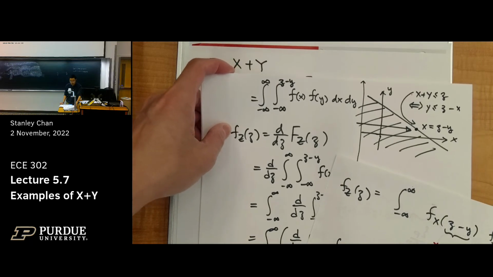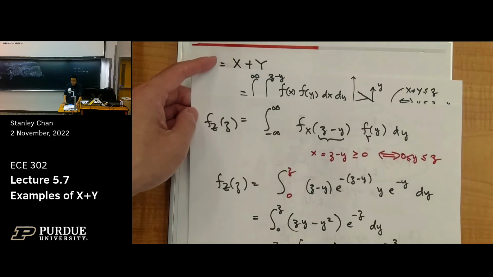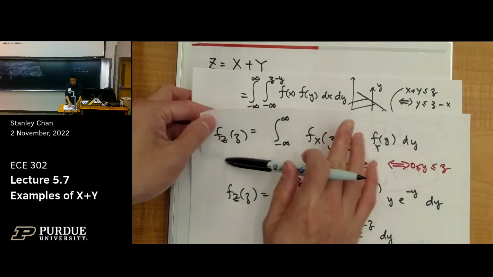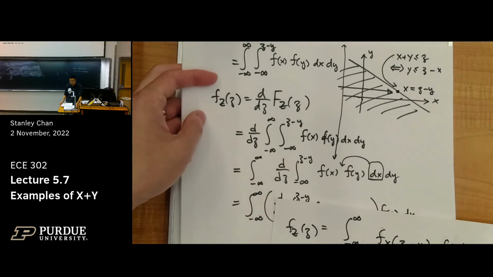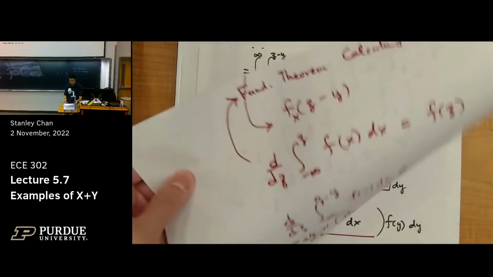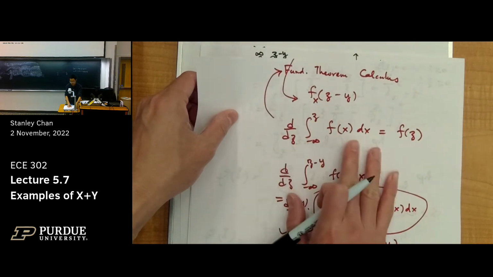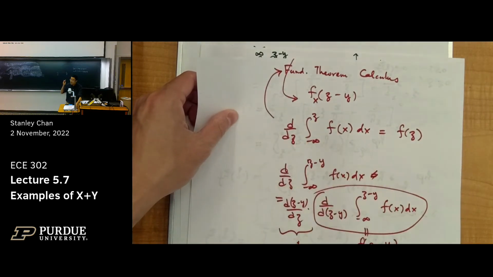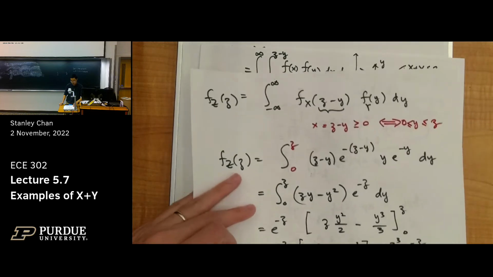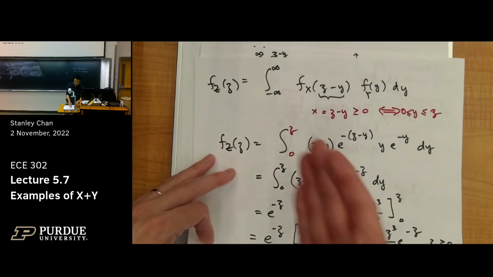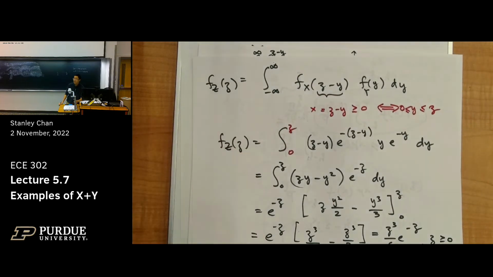So that's the problem. Now, if you go with this approach, the derivative by the fundamental theorem of calculus is already taken care of, right? So when you do this calculation, one integral is killed. So you have one less thing to worry about. You just need to figure out the range of y. So that's a little bit easier.